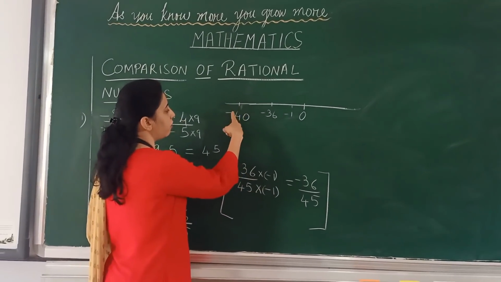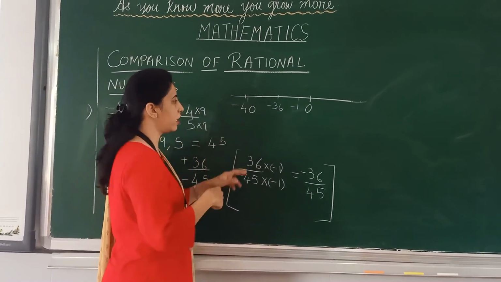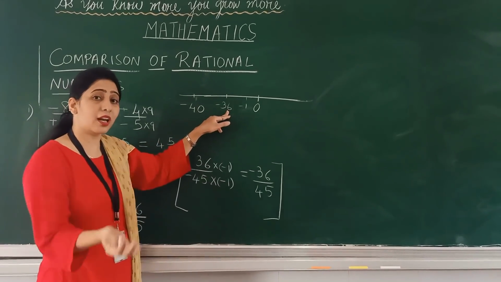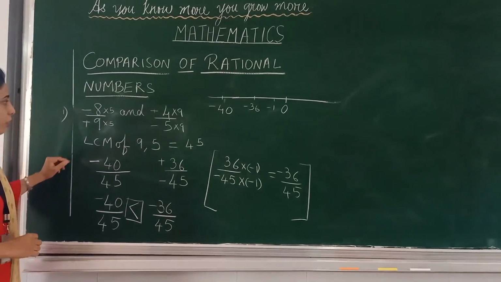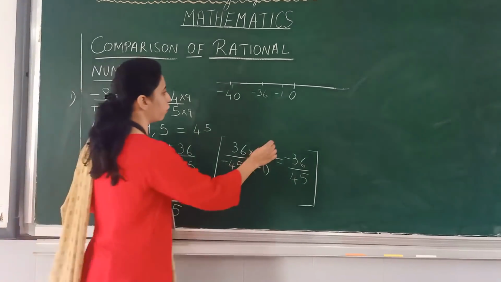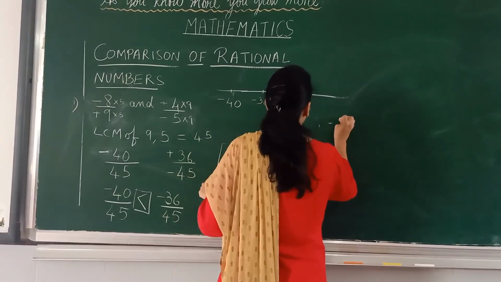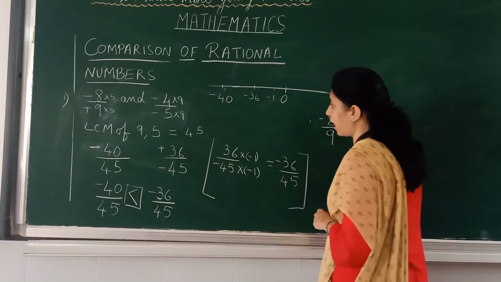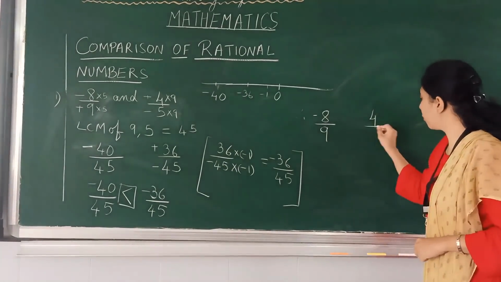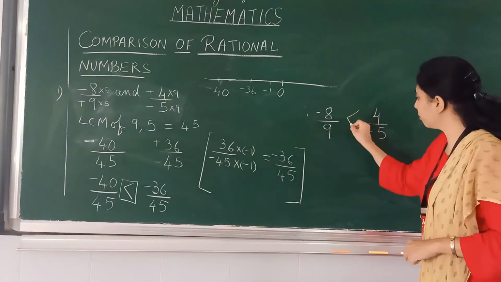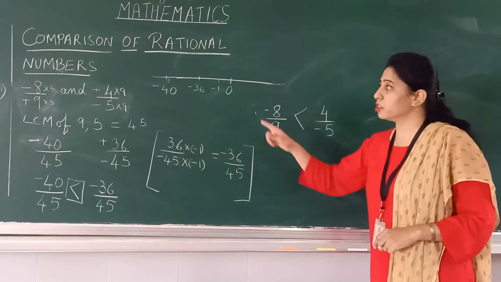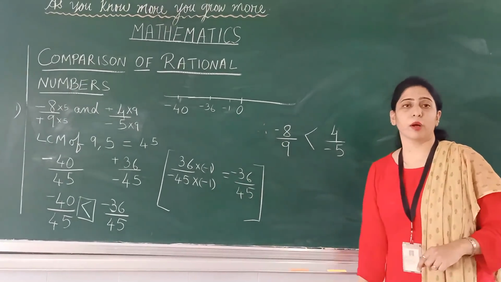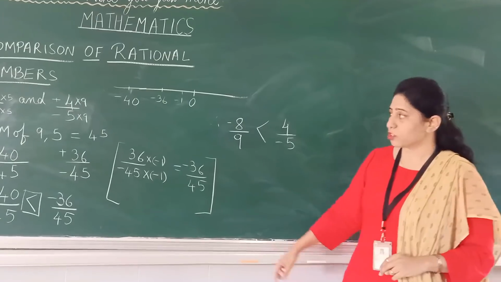Now which is on the left hand side? Minus 40 is on the left hand side and minus 36 is on the right hand side. So which is the greater number? Minus 36 is the greater number. So therefore, between minus 8 upon 9 and 4 upon minus 5, which is the greater number? 4 upon minus 5 is the greater number. So this is how you have to compare two rational numbers.